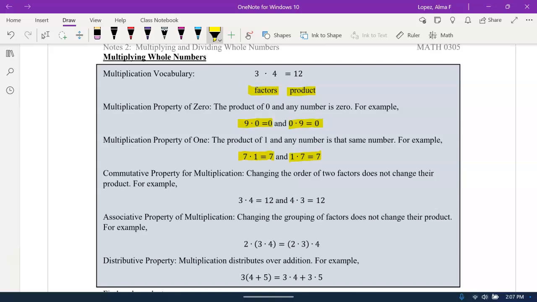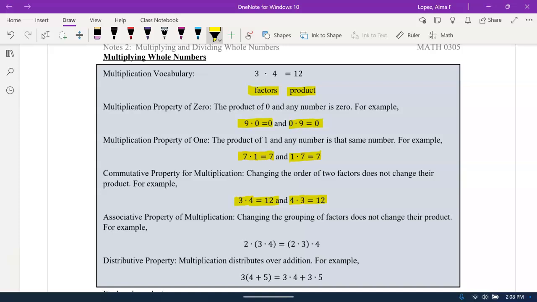Okay? The commutative property for multiplication. It doesn't matter what order you multiply two numbers in, you're still going to get the same product. So if you multiply two factors, 3 and 4, together, 3 times 4 equals 12. But you can also multiply them in this order, 4 times 3, and it's still equal to 12. So the commutative property for multiplication is that if you change the factors' order, you'll still get the same product.